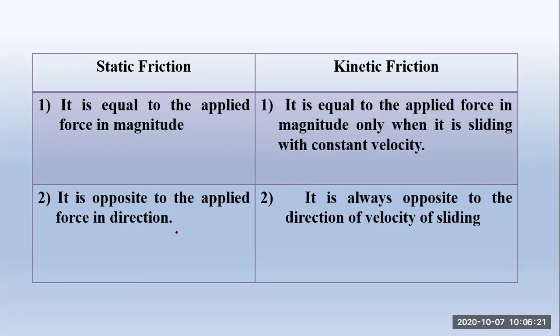It is opposite to the applied force in direction. It is always opposite to the direction of velocity of sliding. The kinetic friction is opposite to the direction of relative velocity. We should write relative velocity of sliding. Okay. Sliding friction or kinetic friction is less than maximum static friction.